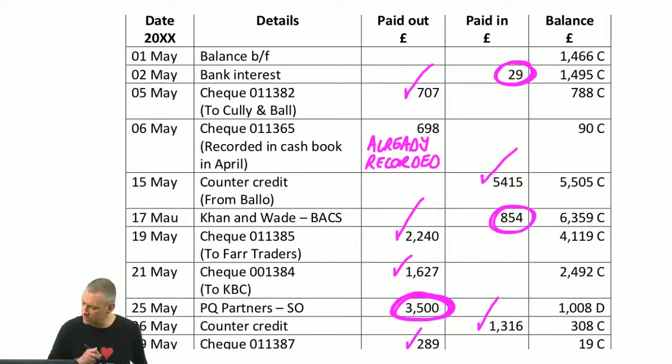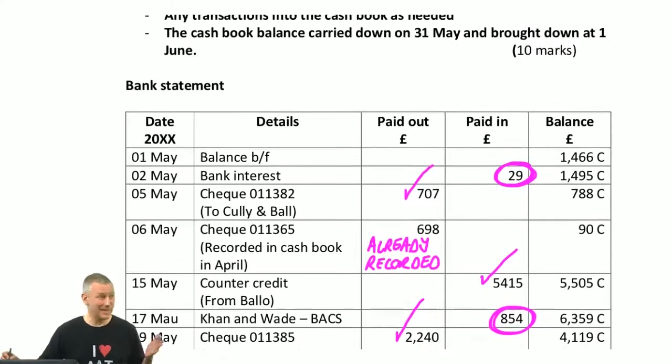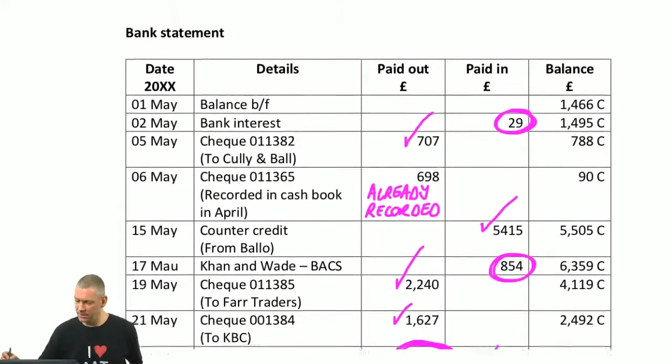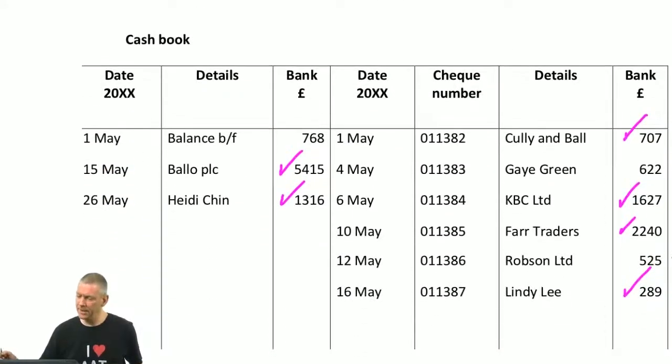Am I going for blue? I seem to like blue, so let's go for blue. The place where we record is not on the bank statement, obviously, because the bank statement belongs to the bank. What we're going to do is record on our cash book.